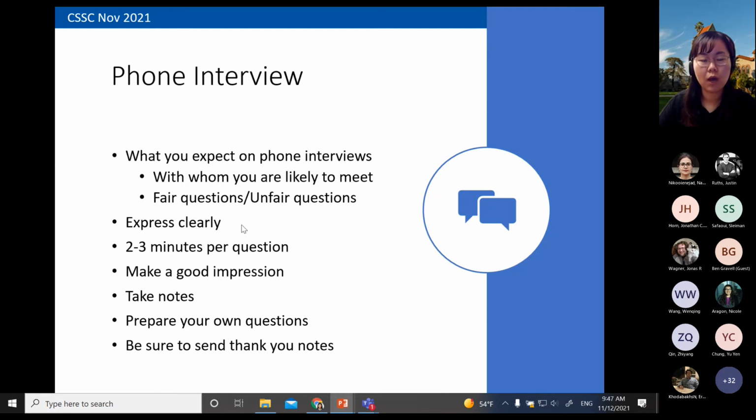So make sure you're in a quiet location for the phone interview because it's only like 20 minutes. And then also you can speak slowly, but express clearly. And don't go too long for each question. 2 to 3 minutes per question is good enough. And make a good impression, even if it's a phone interview and nobody sees you, but still be energetic and be positive and show you're excited. Make a very good impression to your audience.